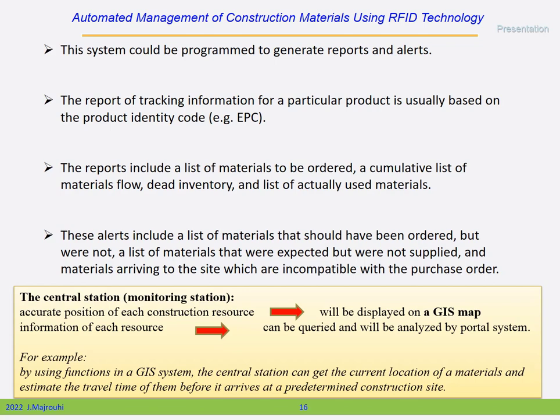Accurate positioning of each construction resource will be displayed on a GIS map, and information on each resource can be queried and analyzed by the portal system. For example, by using functions in a GIS system, the central station can get the current location of a material and estimate its travel time before it arrives at the predetermined construction site.